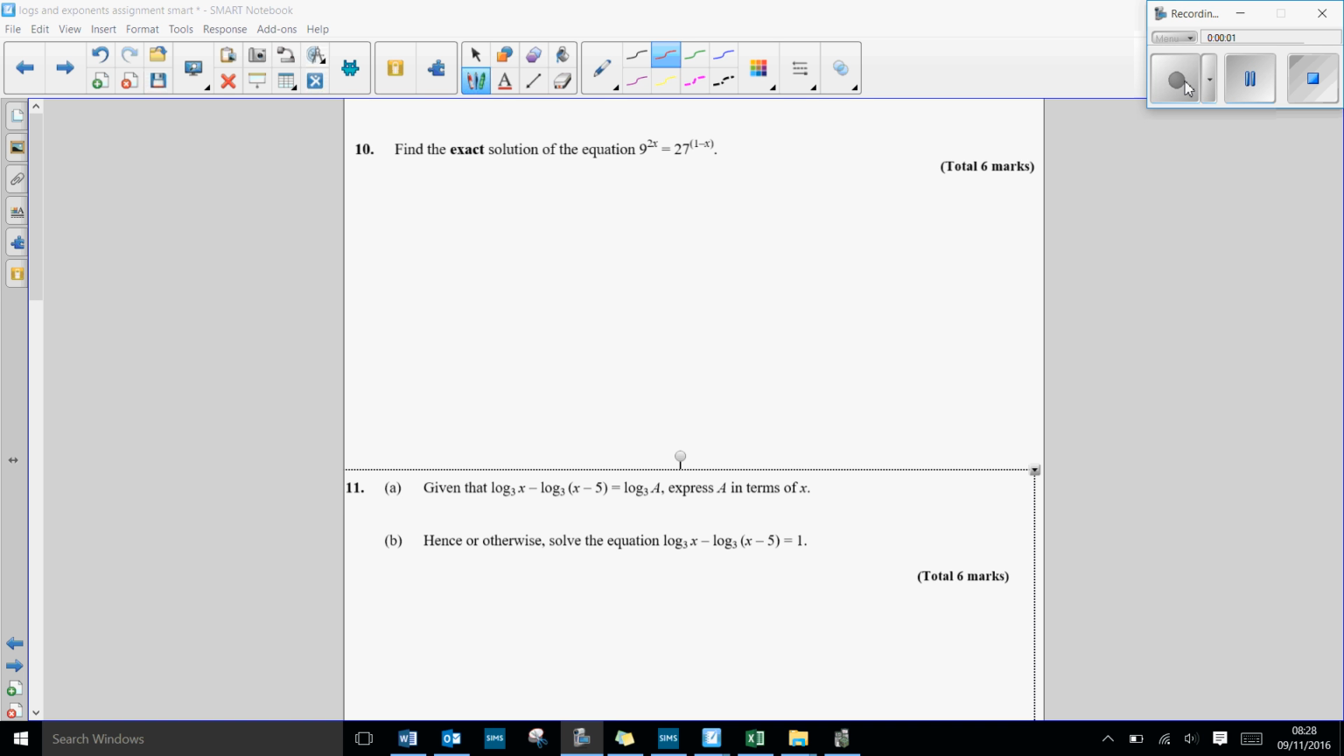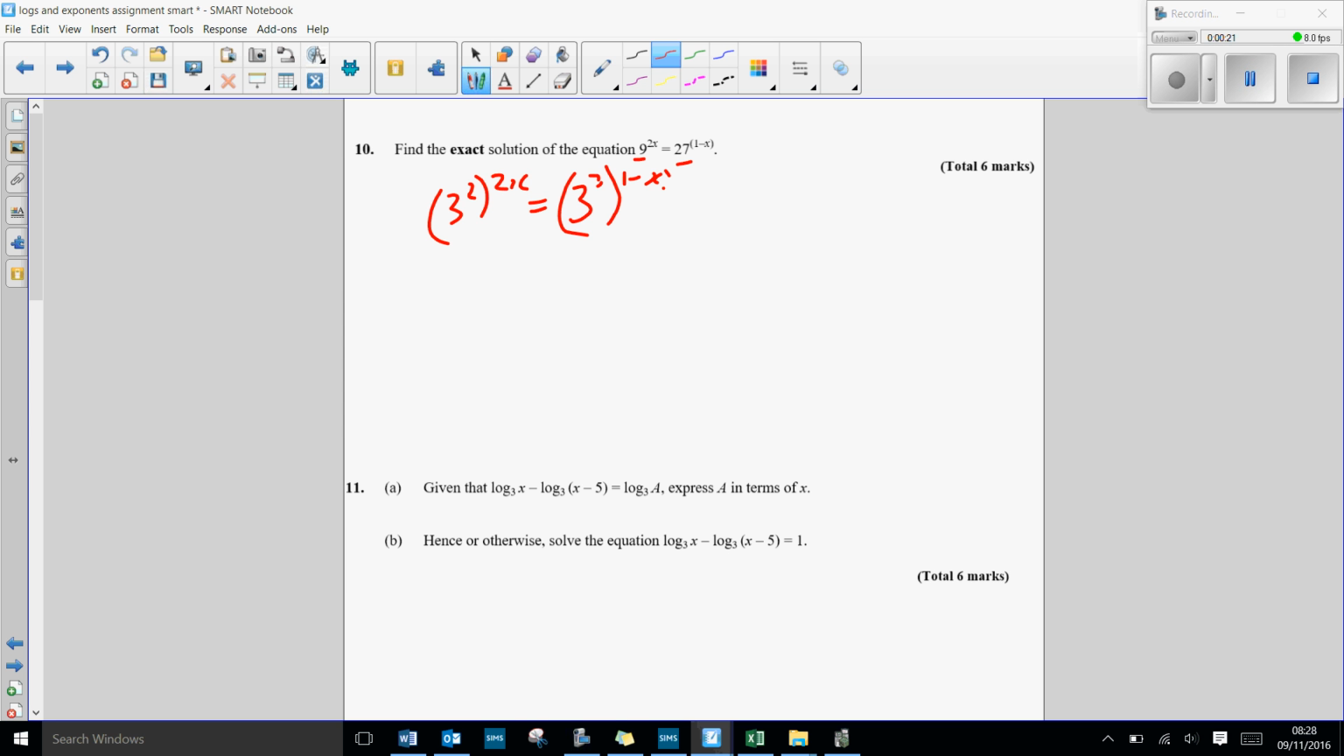Expression 10, we've got again two statements equal to each other. We're going to change our base because I can see this is 9 and this is 27. So we can change the 9 to be 3 squared and the 27 to be 3 cubed. Using our power rules, this becomes 3 to the 4x equals 3 to the 3 minus 3x. Same base, we can equate our powers. Becomes 7x equals 3, x equals 3 over 7.